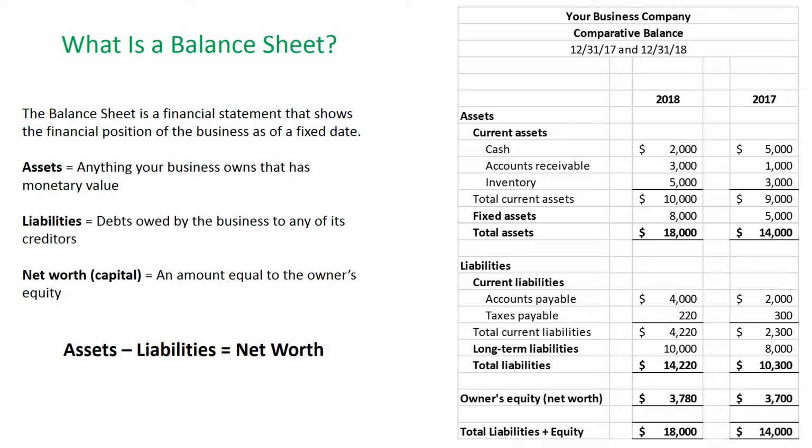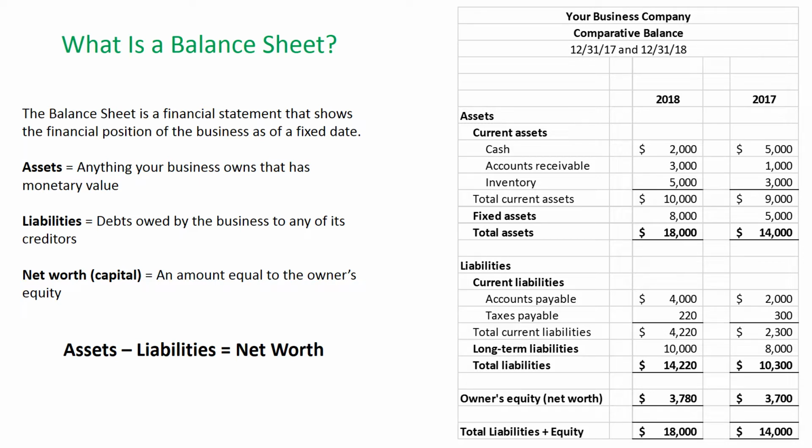Before discussing financial statement analysis, let's do a quick recap on what is a balance sheet and an income statement. What is a balance sheet? The balance sheet is a financial statement that shows the financial position of the business as of a fixed date. It is usually done at the close of an accounting period. The balance sheet can be compared to a still photograph. It is a picture of what your business owns and owes at a given moment and will show you whether your financial position is strong or weak.